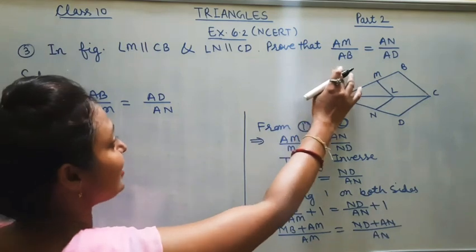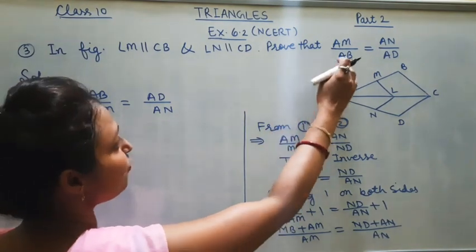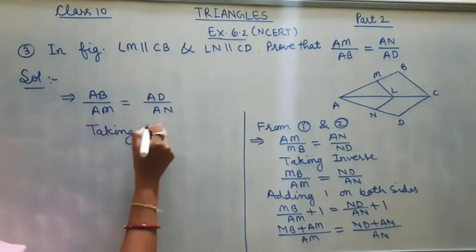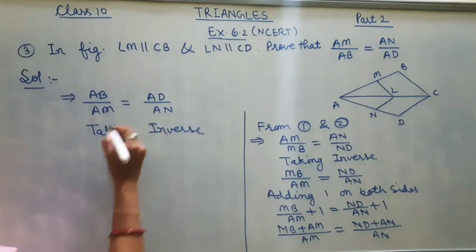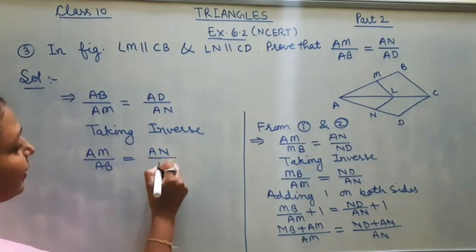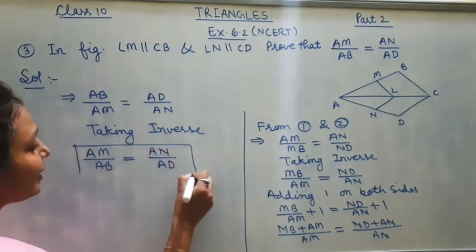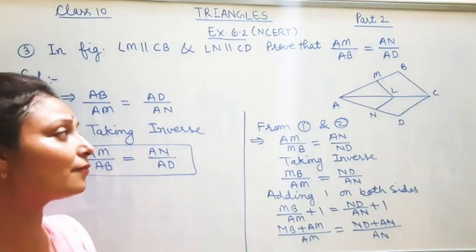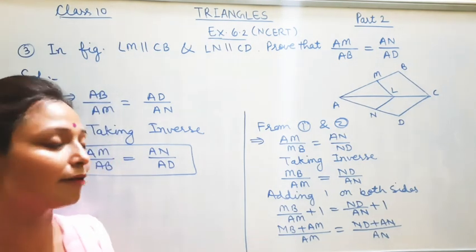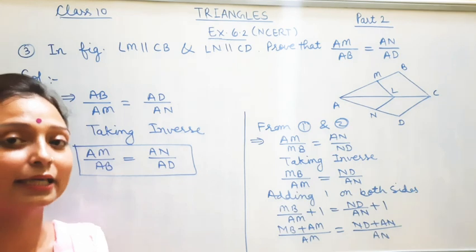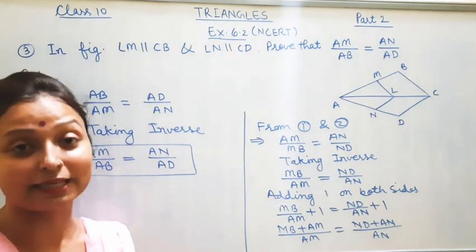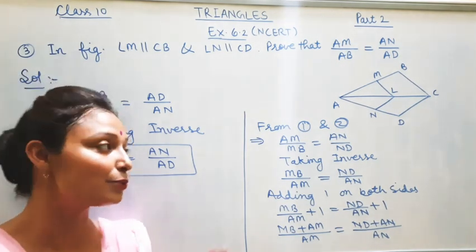But in the solution, the question demands to prove AM upon AB. So take the inverse again. When you take the inverse, it becomes AM upon AB and AN upon AD. Only in some questions do we need to add 1. Otherwise, the question is solved directly by using BPT. Only this is a single question in which we have to add 1 on both sides and take the inverse. Do the practice of this type of question. I will meet you in the next video for solving the next questions of exercise 6.2. Do the practice. Bye bye.